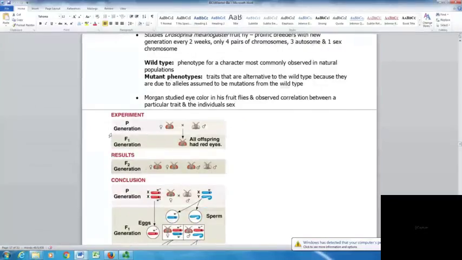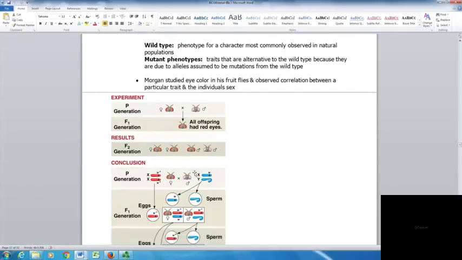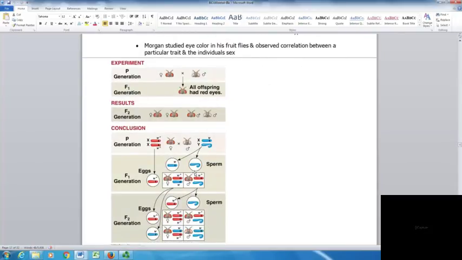In his experiment here, you've got the parental generation, a female with red eyes and a male with white eyes. In the F1 generation, all the offspring had red eyes, just like what we saw with Mendel. In the F2 generation, you had a 3-to-1 ratio of red eyes to white eyes, just like what you saw in Mendel, except that you had all the females having red eyes and only one of the males. His conclusion was that in the P generation, this was located on the X chromosome.